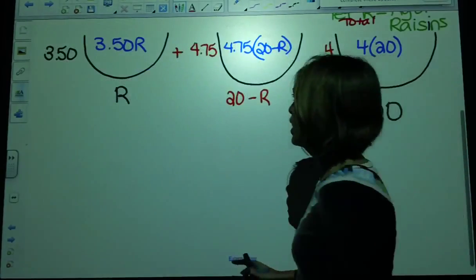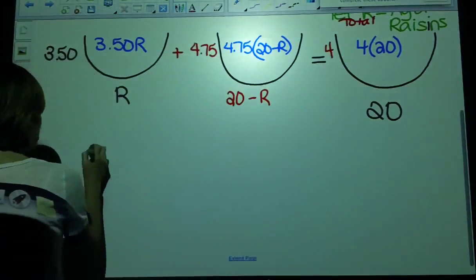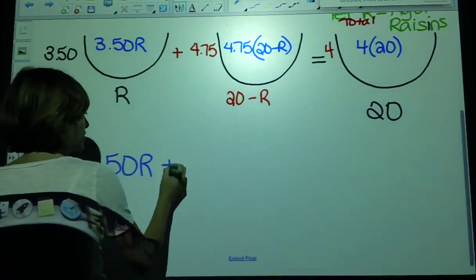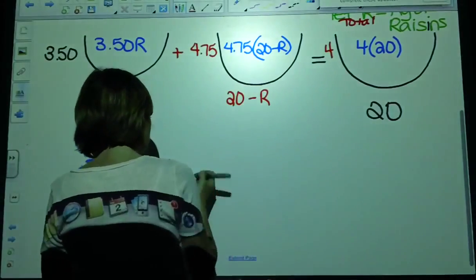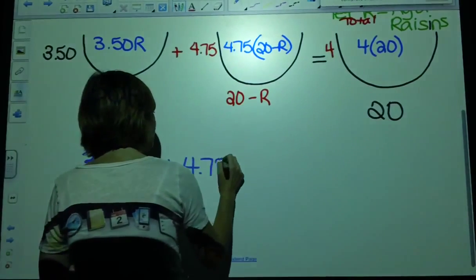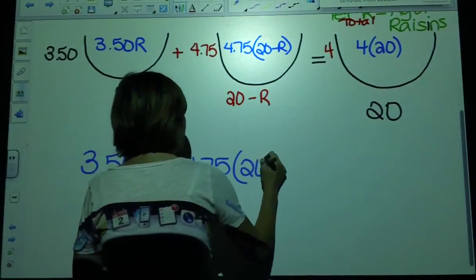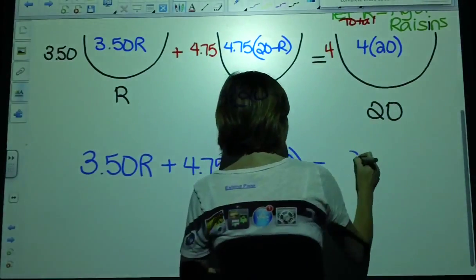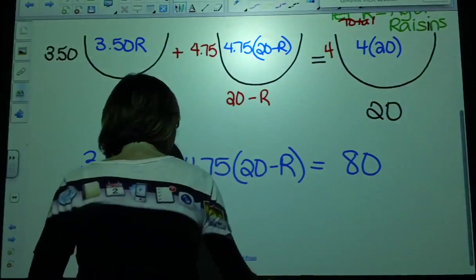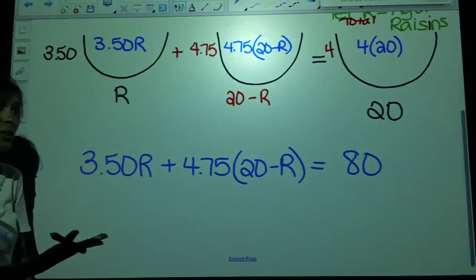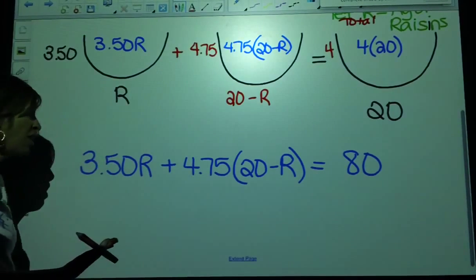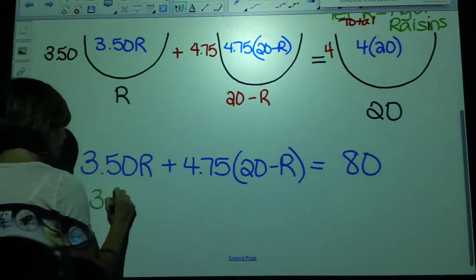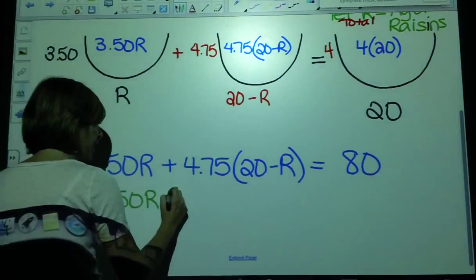So my mix one that makes up both components would be 3.50R plus my second mix, which would be 4.75 times 20 minus R equals 4 times 20, which gives me 80. Now it's a nice, easy linear equation that I know how to solve. First I'm going to distribute my 4.75. Great place to be using that calculator and keep it handy.